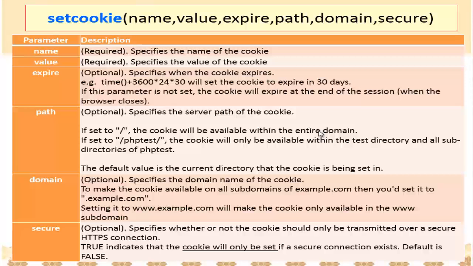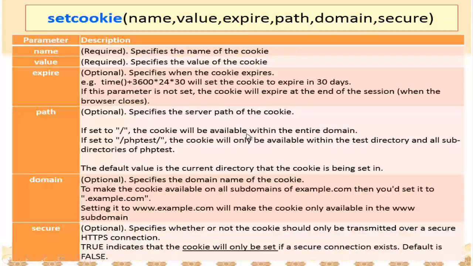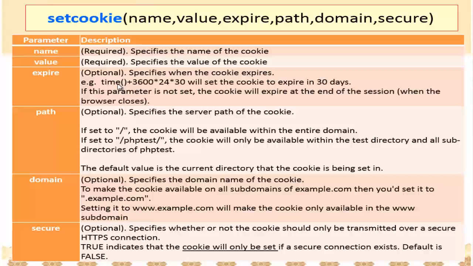Now let's look at each and every one of the options available here. Name is the name of the cookie. Again, don't give a very lengthy name, but a descriptive name. Value: you cannot go beyond 4 KB, so do not try to store a very large value. And the expiry date is a Unix expiry date. The way we do it is we call the time function, and then we add the number of seconds we need to store it.